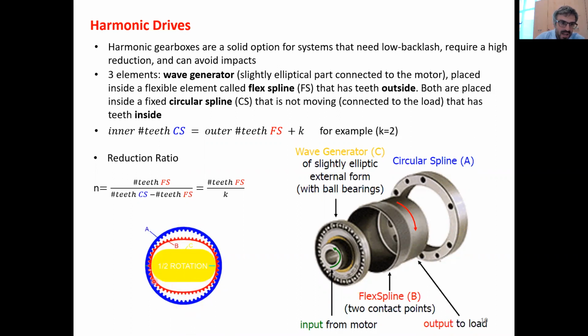And when it goes back, does half rotation, we see that the marker that used to start here is slightly behind. So it's 1 tooth behind. So after 1 full rotation, we will see that the difference of the marker in the flexible spline has moved by 2 teeth. This means that to make a full rotation inside the circular spline, we need to rotate the internal shaft many times. And this is the way we achieve the reduction.